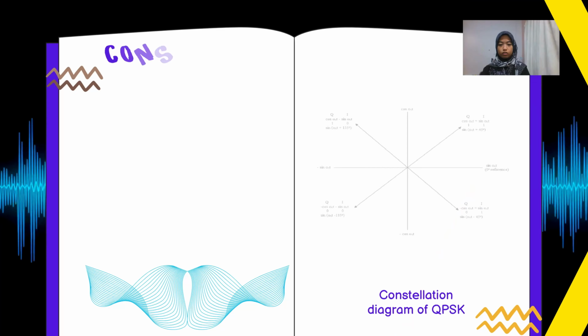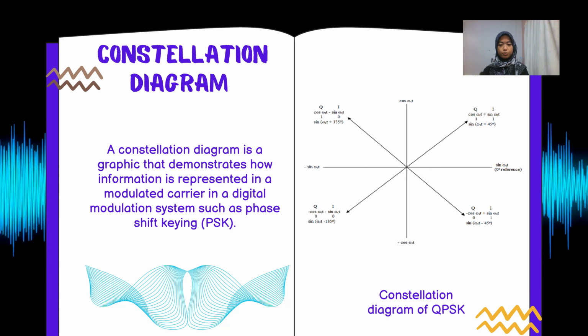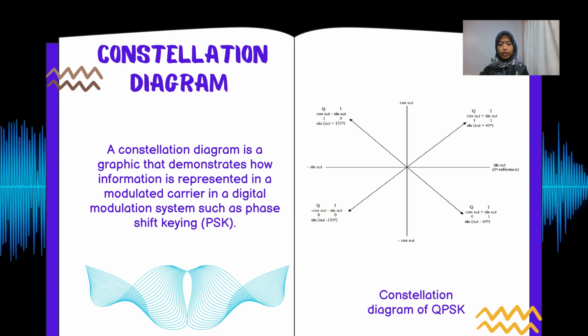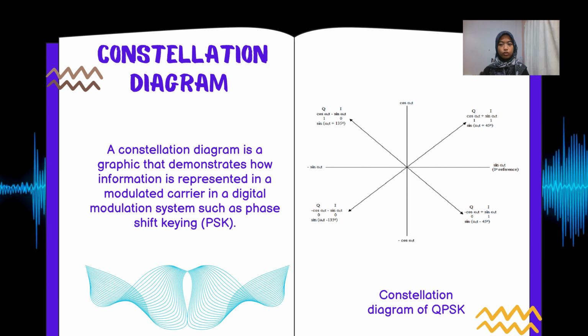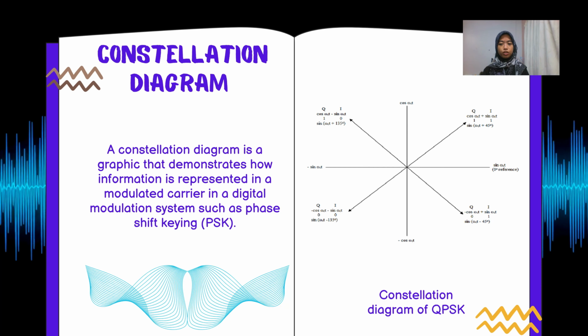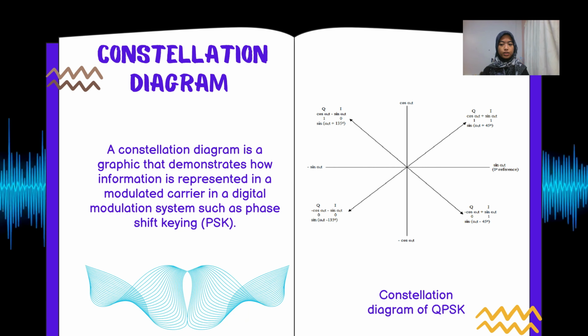Thank you. The constellation diagram is a graphic that demonstrates how information is represented in the modulated carrier in a digital modulation system, such as with phase shift keying (PSK). For this constellation diagram, we will focus more on quadrature phase shift keying (QPSK). QPSK is more efficient than PSK because the spectral efficiency is 2 bits per second.